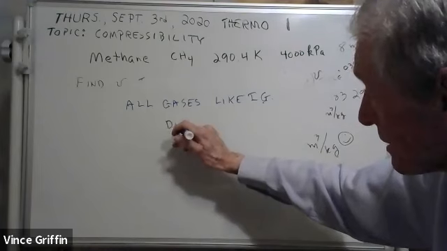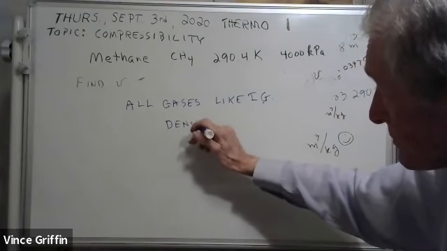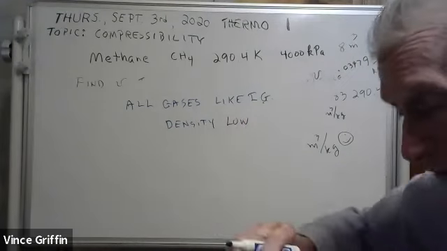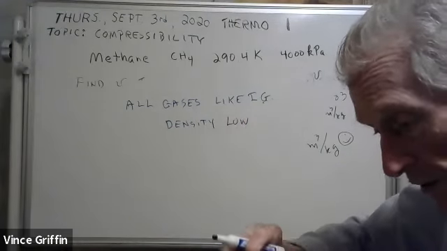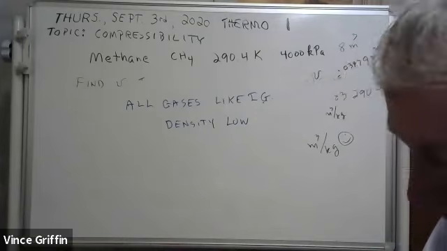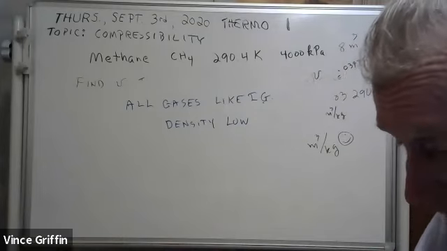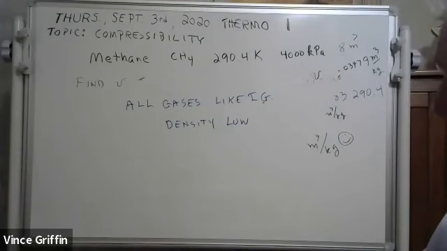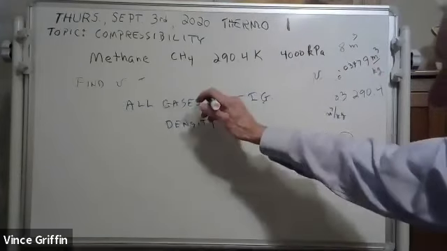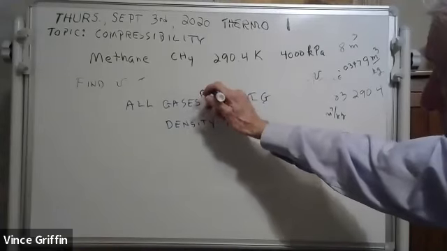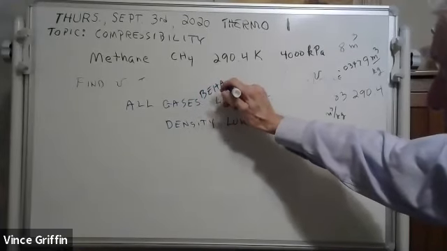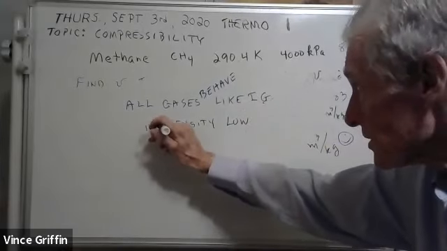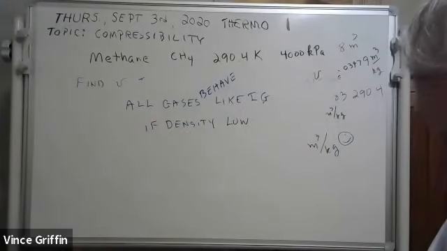If the density is very low, if you can spread the molecules apart, they don't run into each other and they don't start forming droplets, okay? All gases behave like ideal gases if the density is low enough.